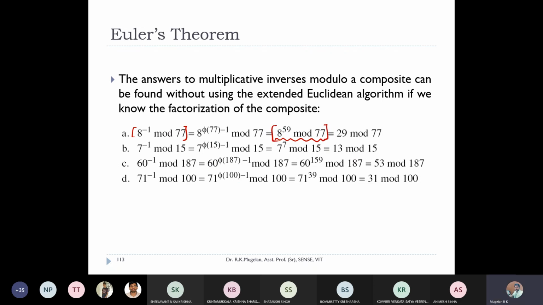How can you find this 8 power 59 mod 77? There is a method. Is there an easy way to do it using a calculator itself? Do you have any idea? You have to find 8 power 59 mod 77. If you have any idea, post it in the chat box. If you don't, just raise your hand so that I can guide you. Instead of going to theorems, you can also use your calculators to help you in these cases.